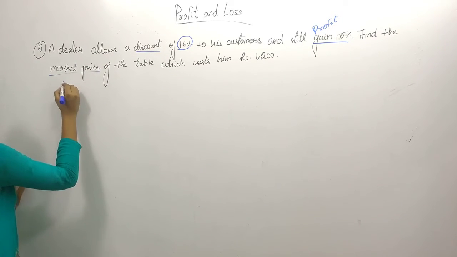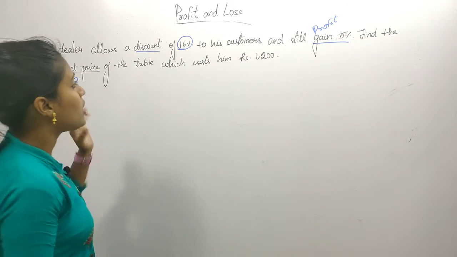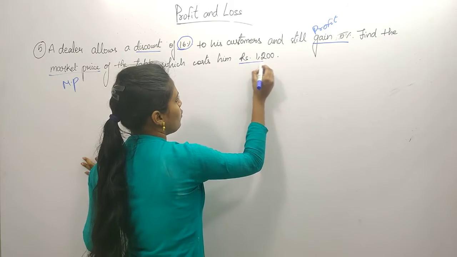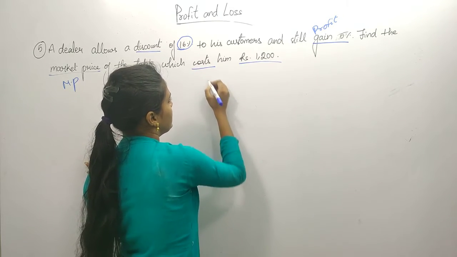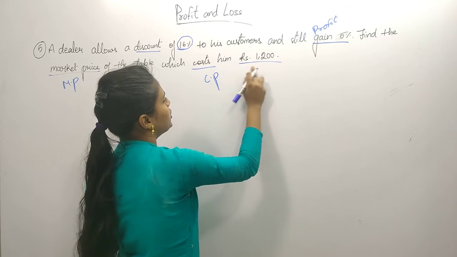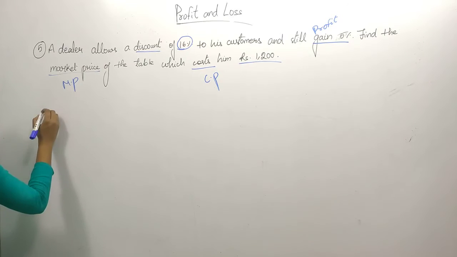Market price means MP. You have to find the MP. Market price of the table which costs him rupees 1,200. Cost price of the table is how much? Rupees 1,200. Okay. Now let's solve the question.